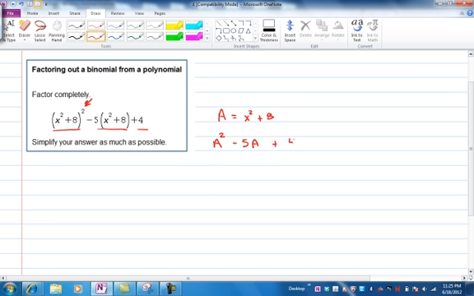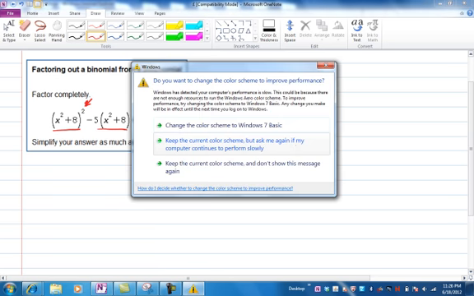plus 4. Now, we want college algebra students to be able to recognize that a problem like this can be made simpler with a substitution. You don't actually even have to make the substitution if you don't want to.